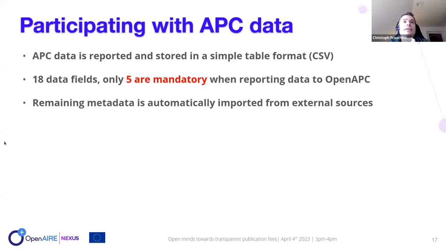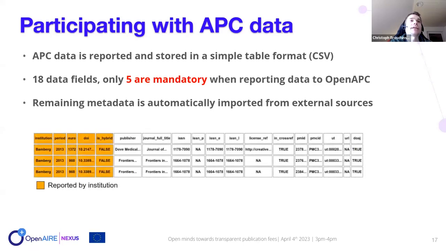reporting the data is really easy. We use a common format, CSV, comma separated value files, and it consists of 18 data fields, but only 5 of these are mandatory when you are reporting your data to us. I think we have a small overview here. As you can see, this is our OpenAPC data schema, and it consists of 18 data fields, but only the first 5 of those, which are marked in orange here, are the data fields you have to include into the table you are sending to us.